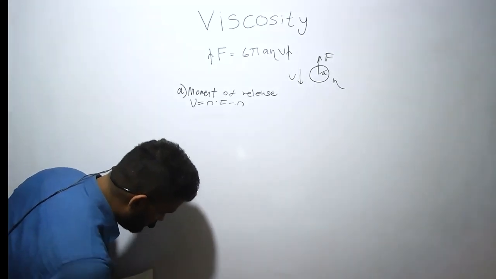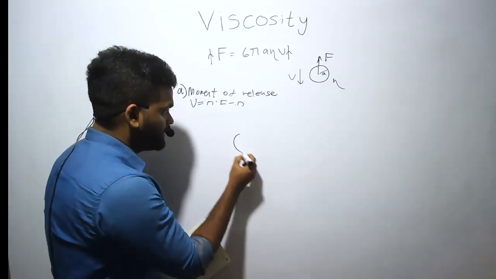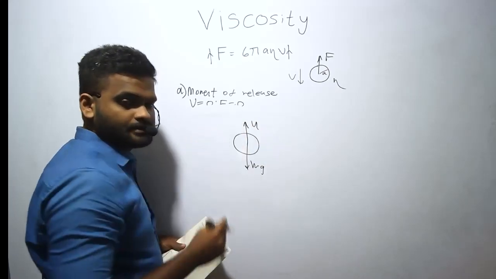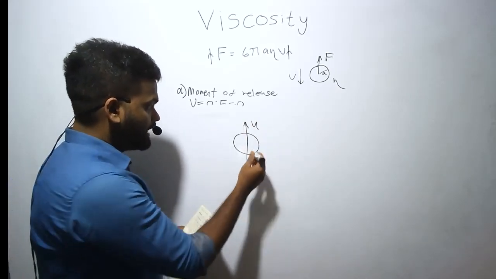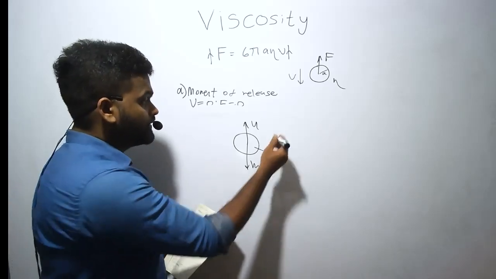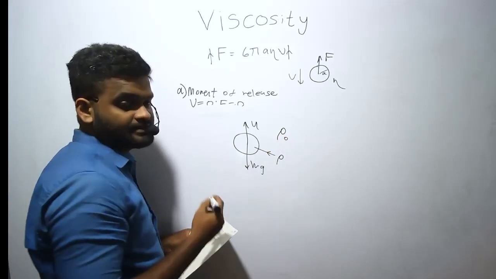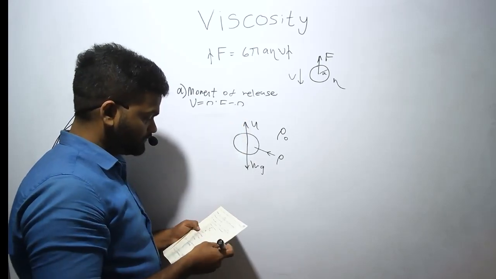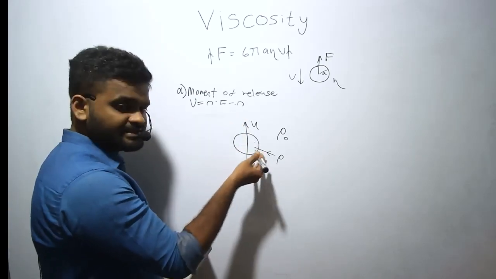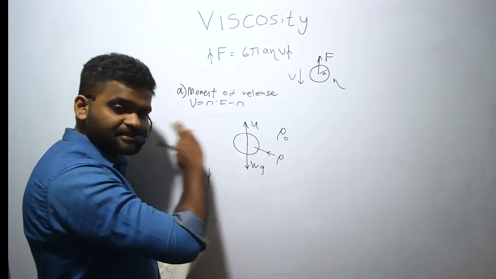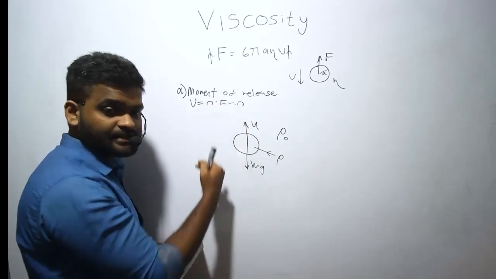In the beginning, only mg and u are the forces. The object has a density rho, and the liquid has a density rho naught. mg and u are the only forces. So to this case, I am going to apply this. This is the initial moment, right? This is the torque under the initial moment only.